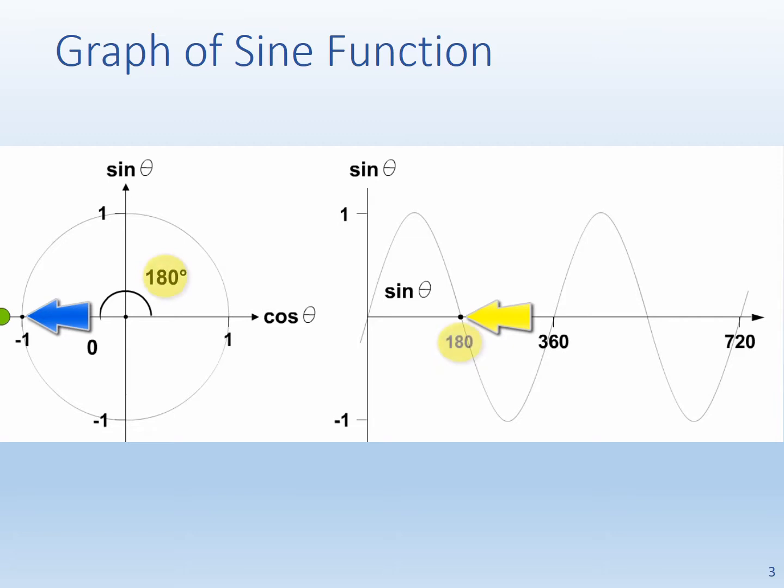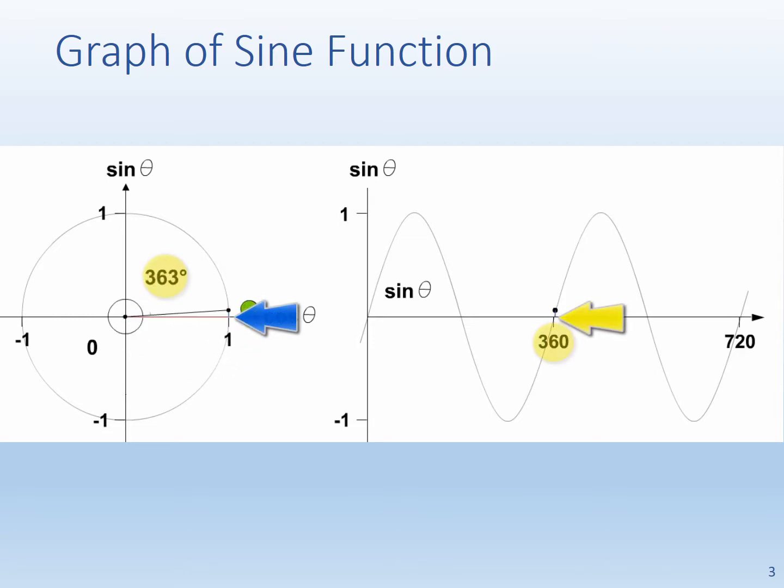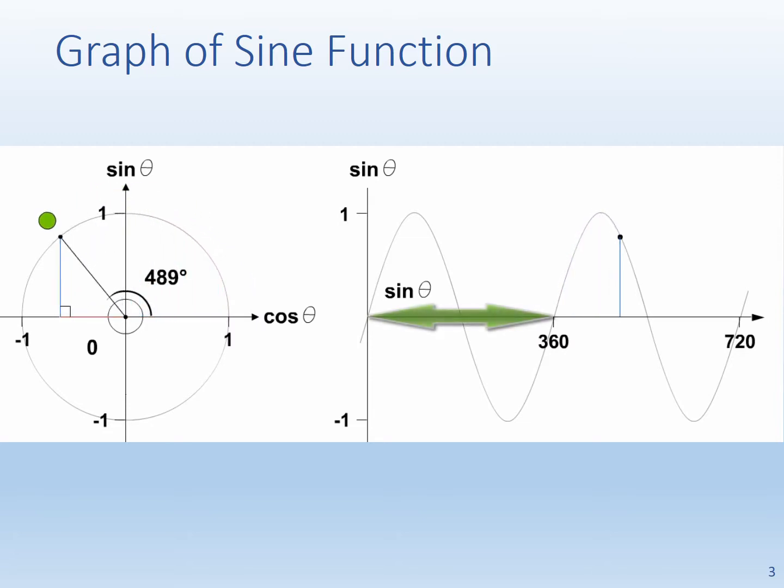to 0 again. Going beyond 180 degrees, we have negative values of y now, and they'll keep increasing in magnitude until we get to minus 1 at 270 degrees, and then they'll start reducing in magnitude until we get back to 0 again. The whole process is repeated beyond 360 degrees, and you can see that the period of that graph is 360 degrees.